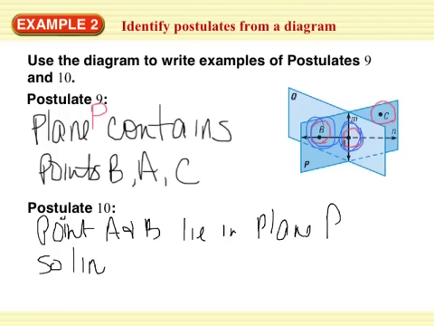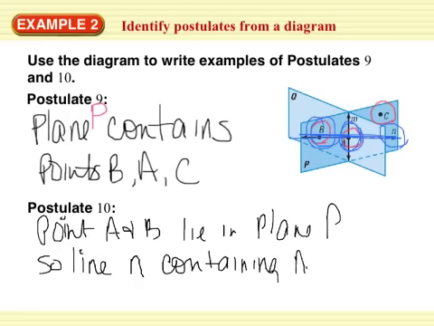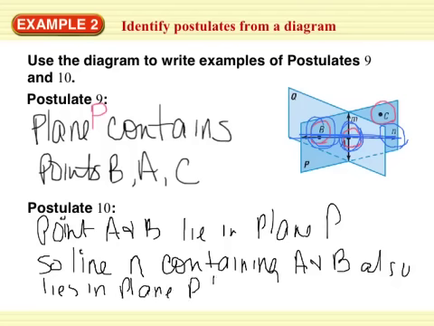So line N, right here, line N, which is this line right here. So line N containing A and B also lies in plane P.